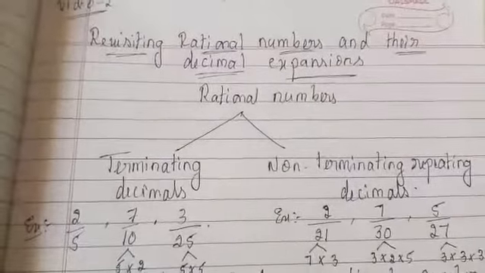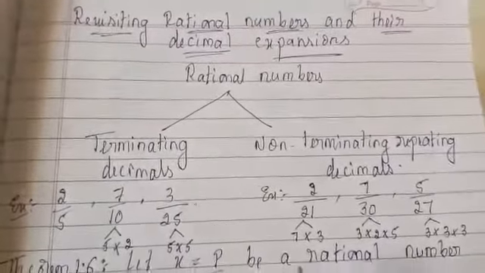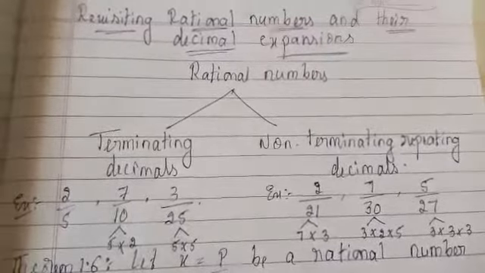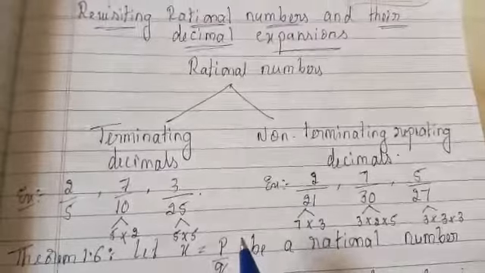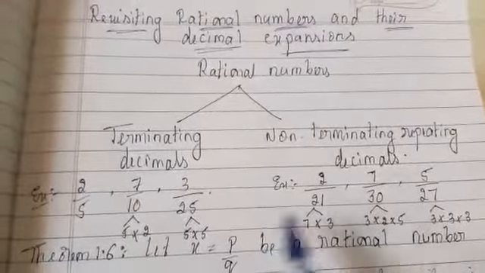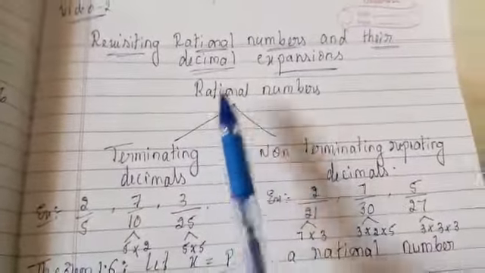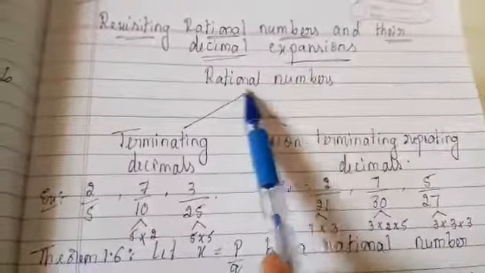In the last class, we completed exercise 1.3, how to prove the given numbers are irrational numbers. So let us move to the next exercise, 1.4. Before I start exercise 1.4, let us recall the decimal expansion of rational numbers.